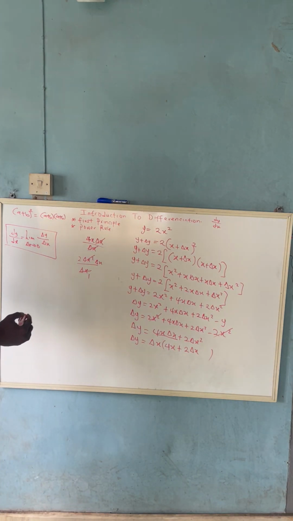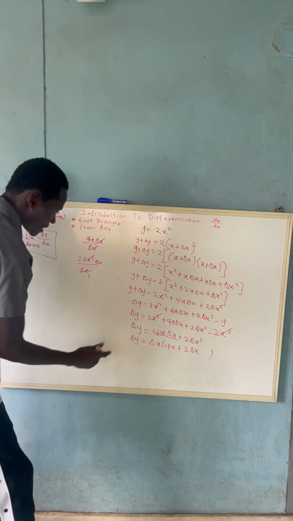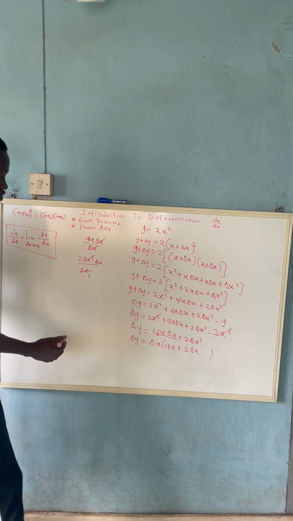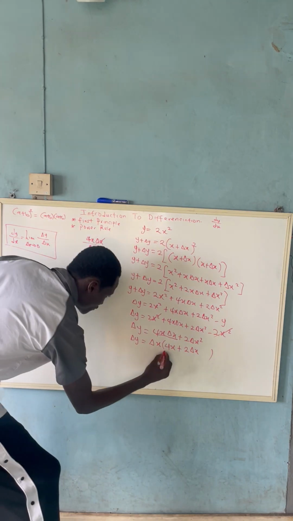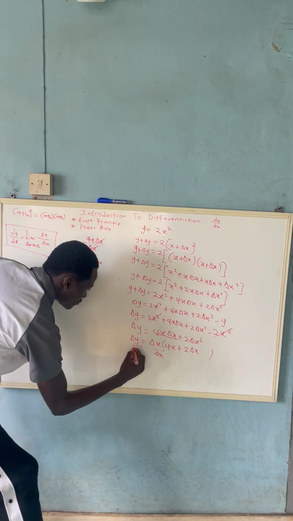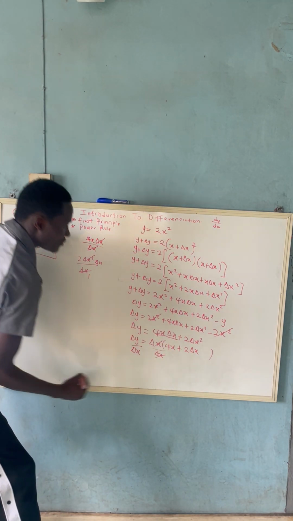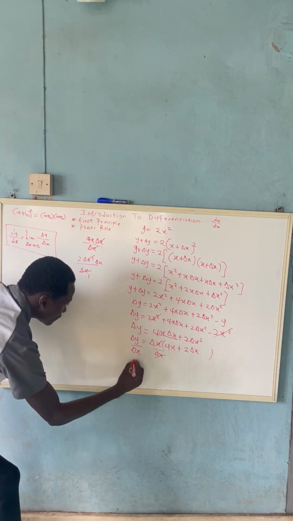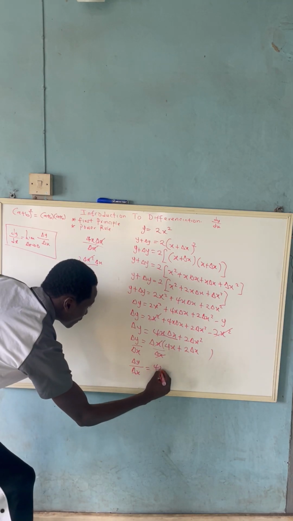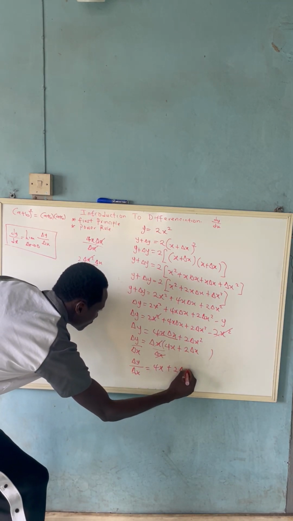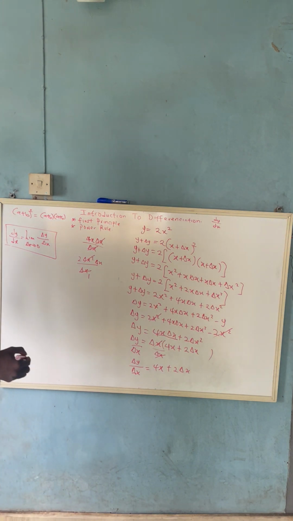Now we are almost at the last part of this resolution. Now what we are going to do, remember we are looking for change in y by change in x, so we divide both sides by change in x. Here by change in x. So that this will cancel this out. So what are we left with? We are left with change in y over change in x is equal to 4x plus 2 change in x.